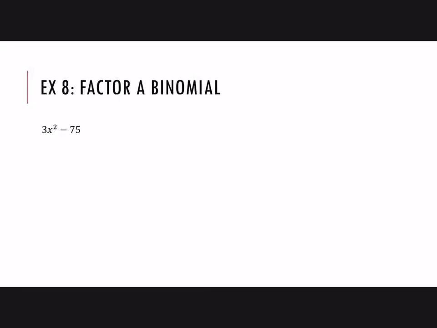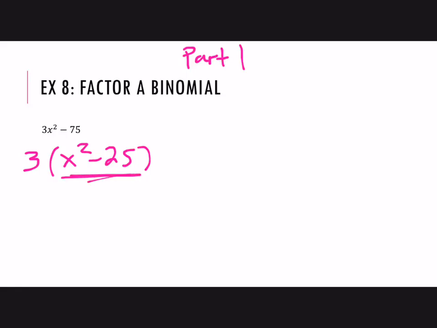Okay, so we have 3x squared minus 75. Step one, figure out if the GCF is a 1. It's not in this case, I can factor out a 3 right away. Alright, what's left? x squared minus 25. See the part 1 video if you need help with factoring out the GCF. Then I want to focus on what's left and use the one rule for factoring.